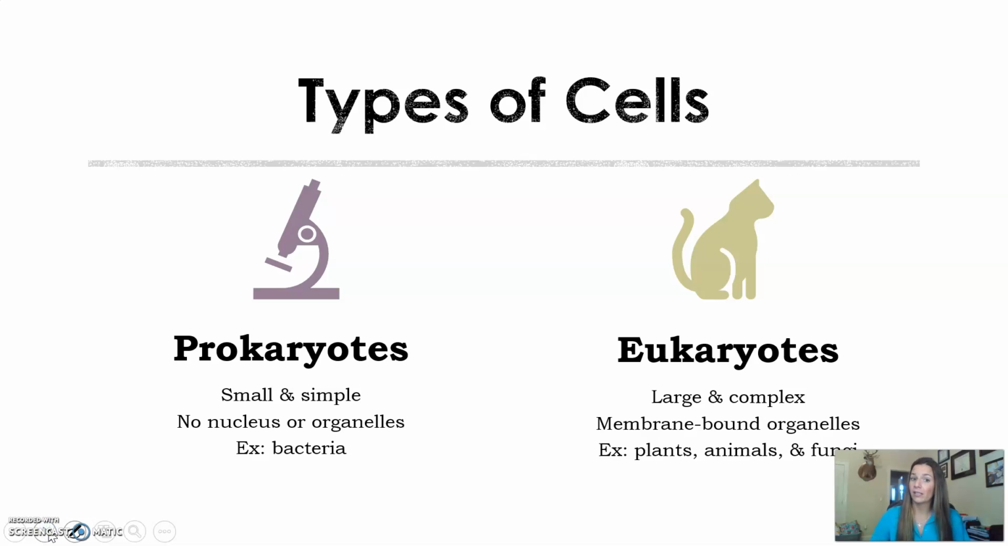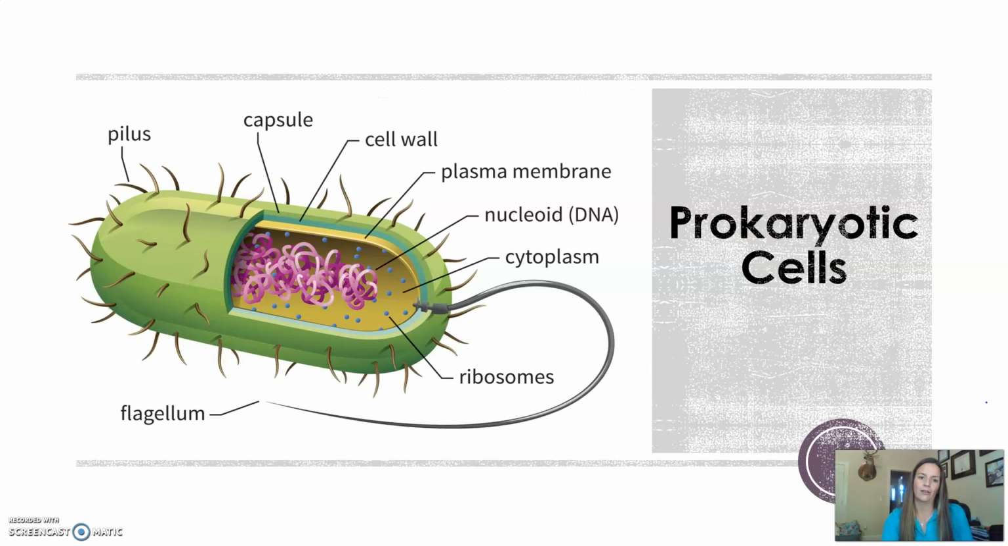So we've already discussed prokaryotic cells, specifically bacterial cells, in detail. Now we're going to move on to eukaryotic cells. So these cells are much larger, they're much more complex, and they have lots of membrane-bound organelles. And some examples are plant cells, animal cells, and fungi cells.